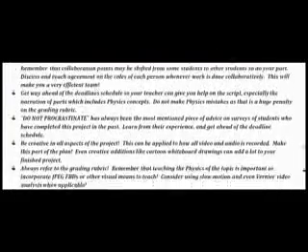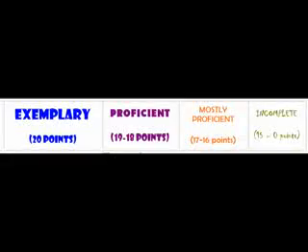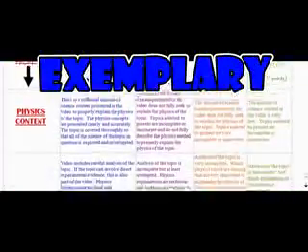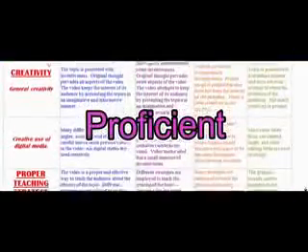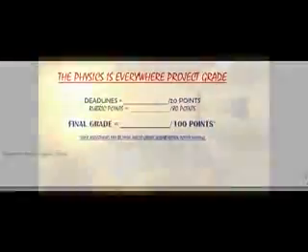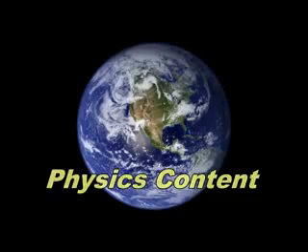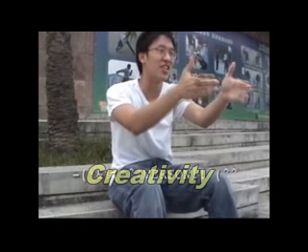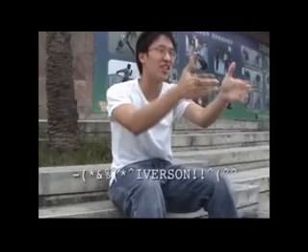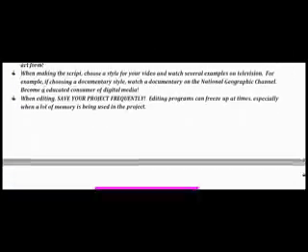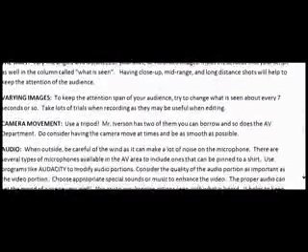By now you should have read all of the resource materials, including the grading rubric. This document is very clear on what is exemplary, proficient, mostly proficient, and incomplete in terms of the grading factors of movie quality, physics content, teaching strategy, and creativity. The movie making tips are also a must-read item.